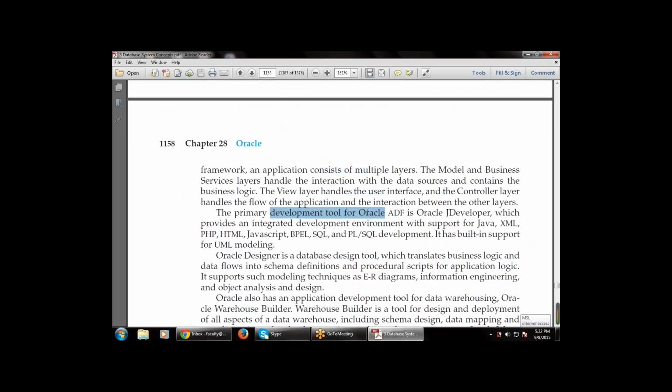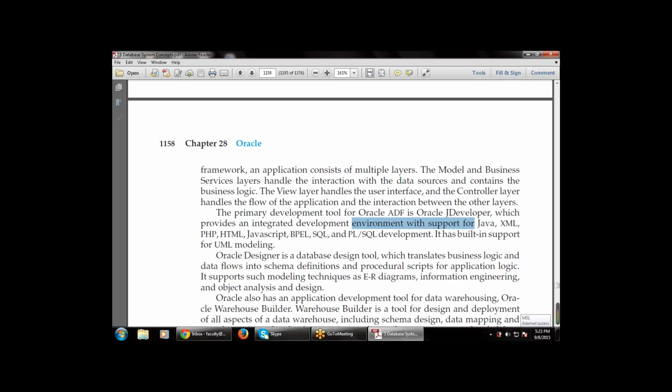The primary development tool for Oracle ADF is Oracle JDeveloper, which provides an integrated development environment with support for Java. So whatever the Oracle ADF requirement, that is available with Oracle JDeveloper, which includes an integrated development environment that supports Java. So there are multiple languages supported, that is Java, XML, PHP, HTML, JavaScript, and it has built-in support for UML modeling.